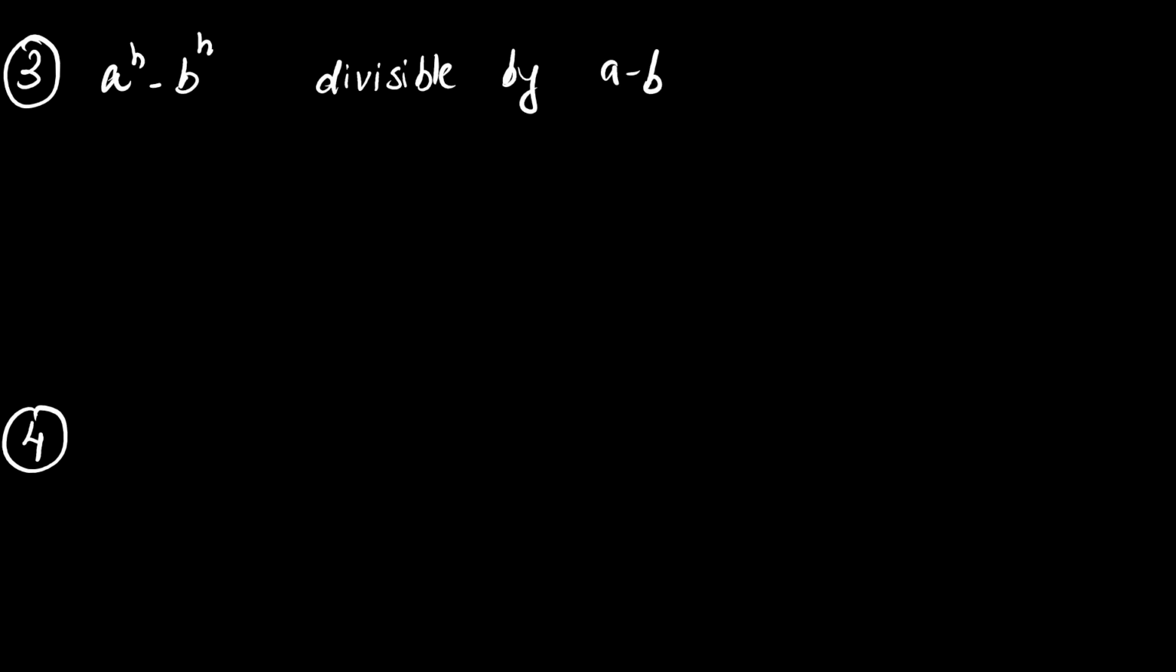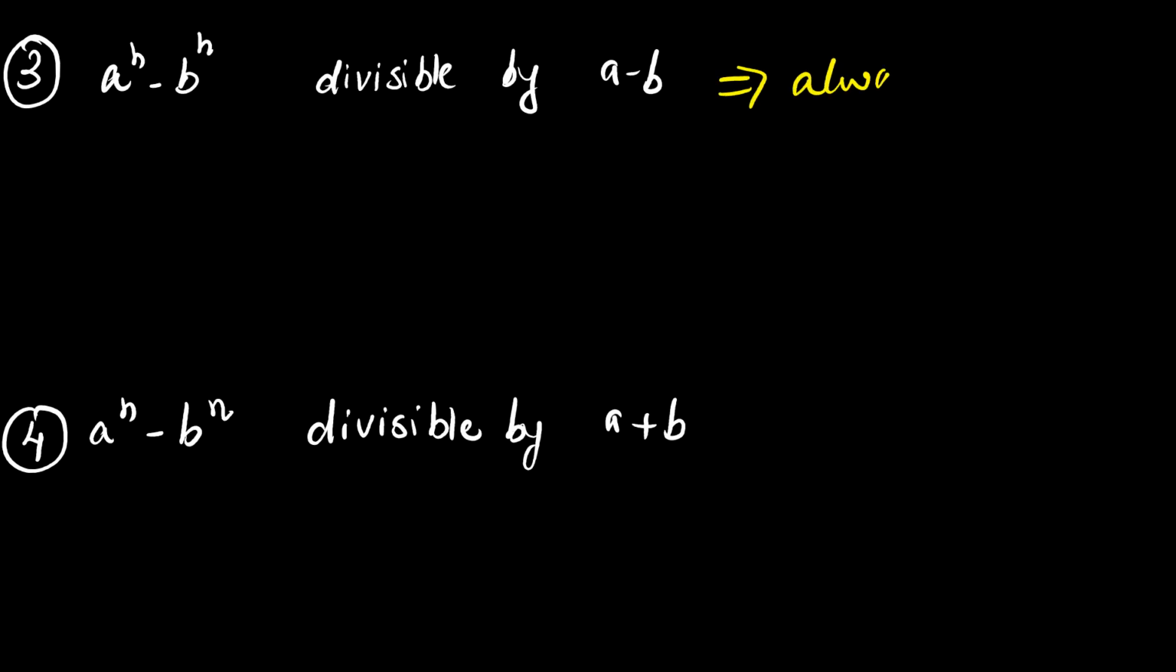Next we will check the third case and fourth case: a raised to n minus b raised to n divisible by a minus b first. Next we will check a raised to n minus b raised to n is divisible by a plus b. Here a raised to n minus b raised to n is always divisible by a minus b. Always divisible.